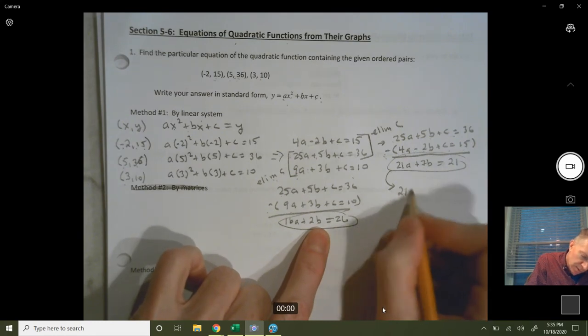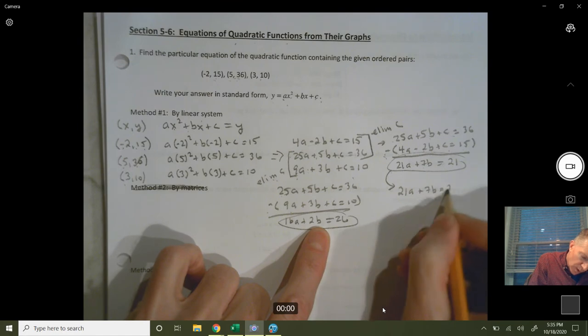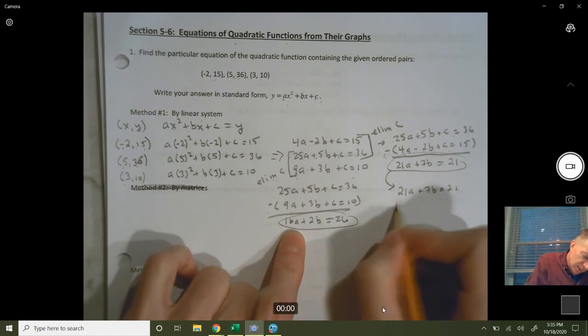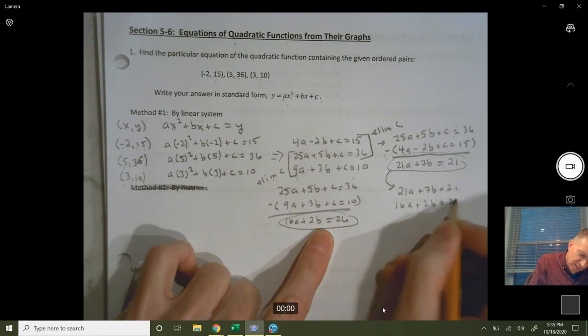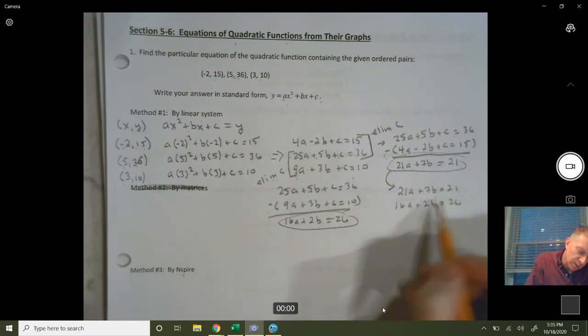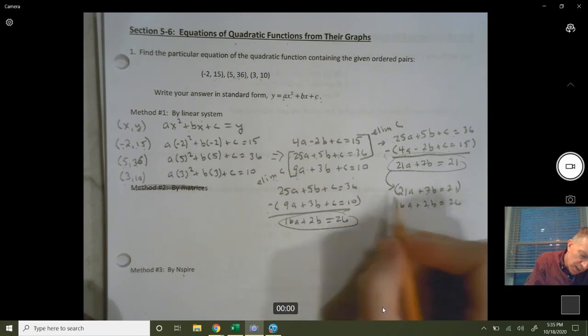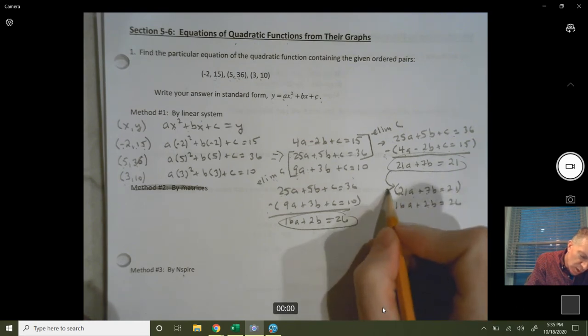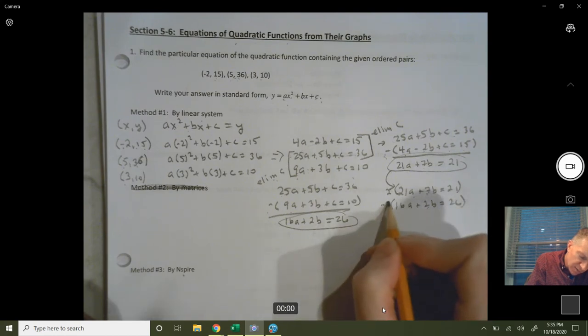21a plus 7b equals 21. And I've got 16a plus 2b equals 26. Okay. So solving, I'm going to eliminate the b's. I think that'd be easier. I'll multiply the first one by 2. Multiply the second one by negative 7.